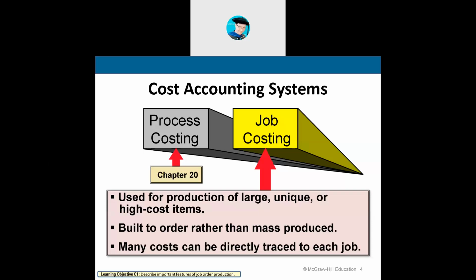Next week, we're going to talk about what we call process costing. Process costing is a continuous process. Think of something like bottled water. You know how many millions and millions of these things there are?